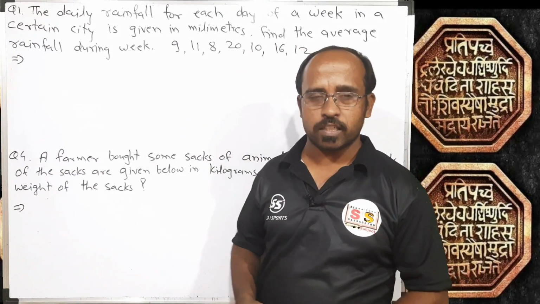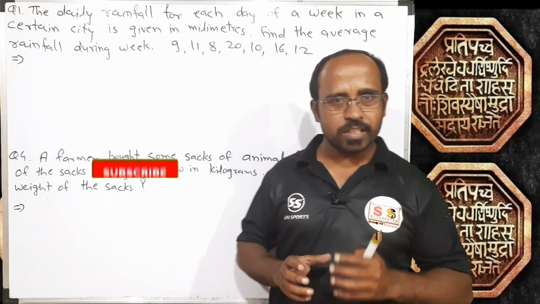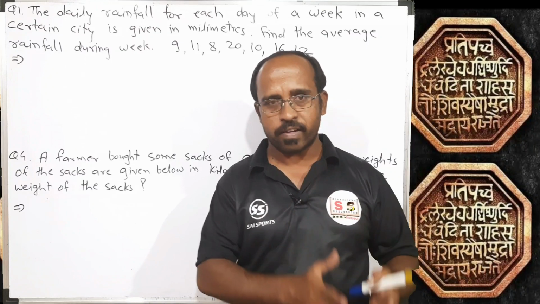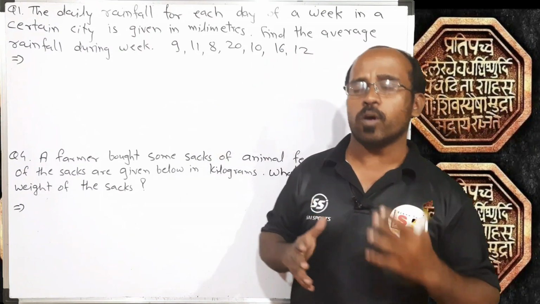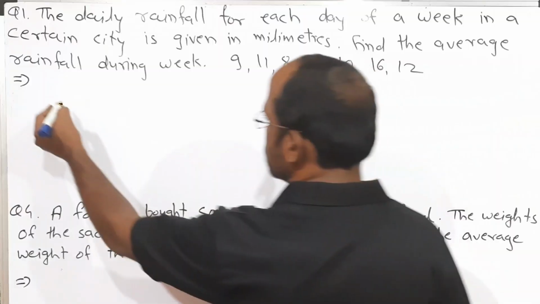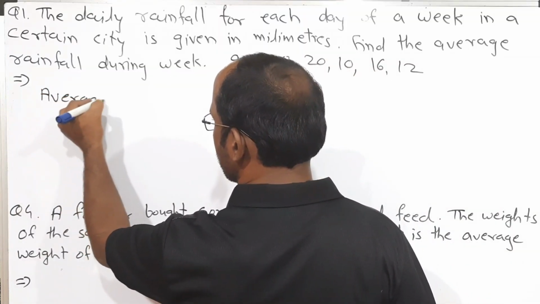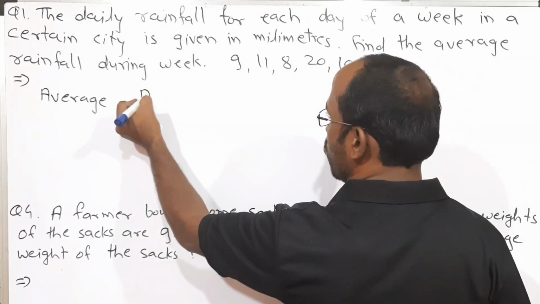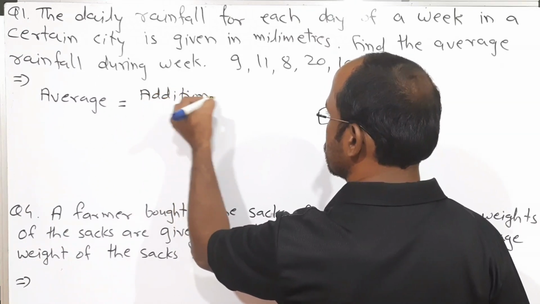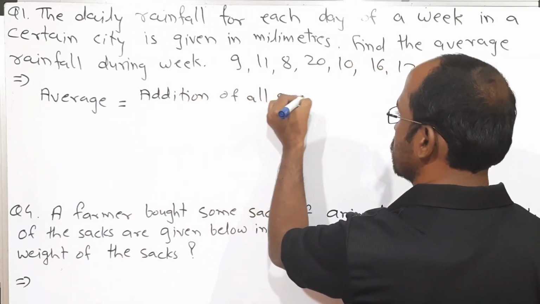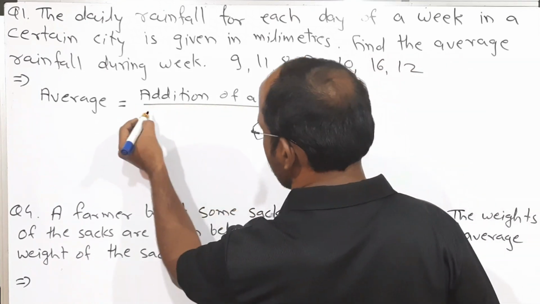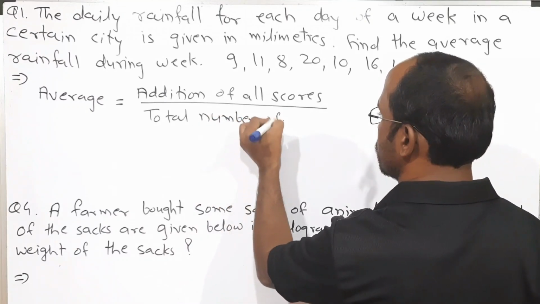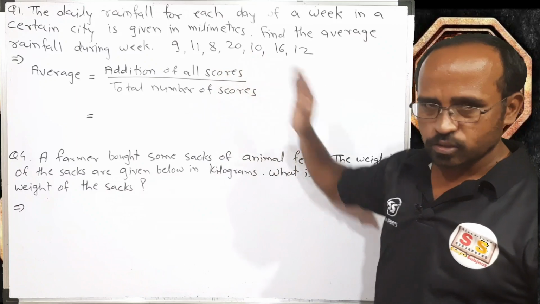Friends, in this video we are going to start a new concept of statistics, which originally starts with average, and I hope all of you are very much aware of average as now you are in 7th and 8th standard. So let's recall the formula of average. How to calculate average? Average is equal to addition of all numbers, means addition of all scores, divided by total number of scores. Let's revise the concept of average with these two examples.